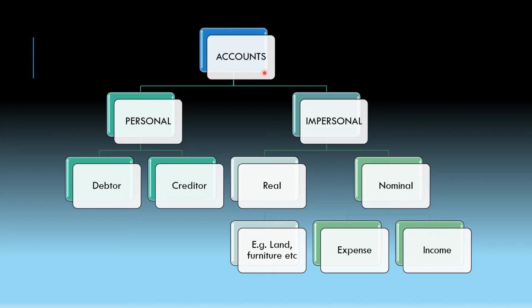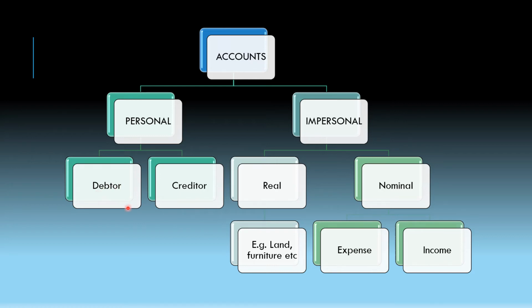Now, accounts can be divided or classified into two general categories: the personal account and the impersonal account. If you can just see from the word over here, person. So this personal account will be related to people, persons, or business. Under the personal account, we have the debtor and the creditor. These two, as you can see, are the people, the persons.